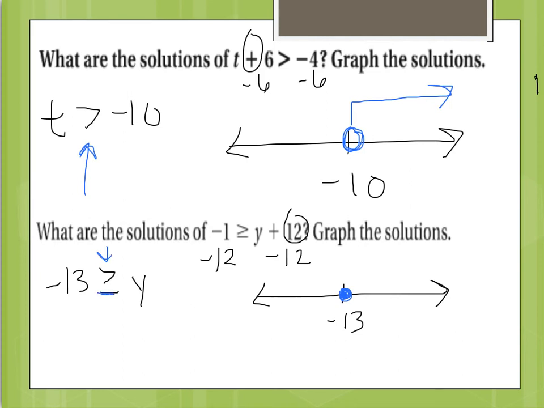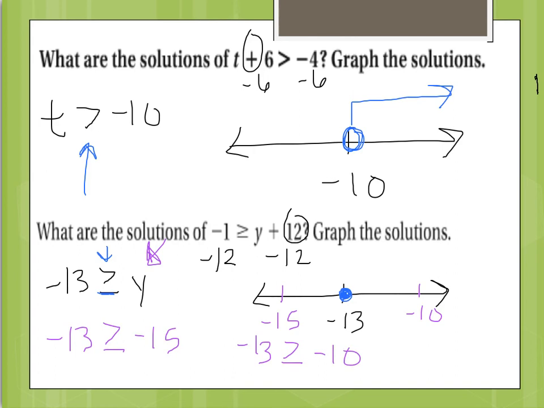Now what I'm going to do is pick a number on the left-hand side, so I'm going to pick negative 15, and I'm going to pick a number on the right-hand side, and I'm going to pick negative 10. And I'm going to plug both of those into this equation. I'm going to see which one's true, because that's going to tell me which way to point my arrow. So for my first one, I would have negative 13 is greater than or equal to negative 15. Or else I'm going to have negative 13 is greater than or equal to negative 10.